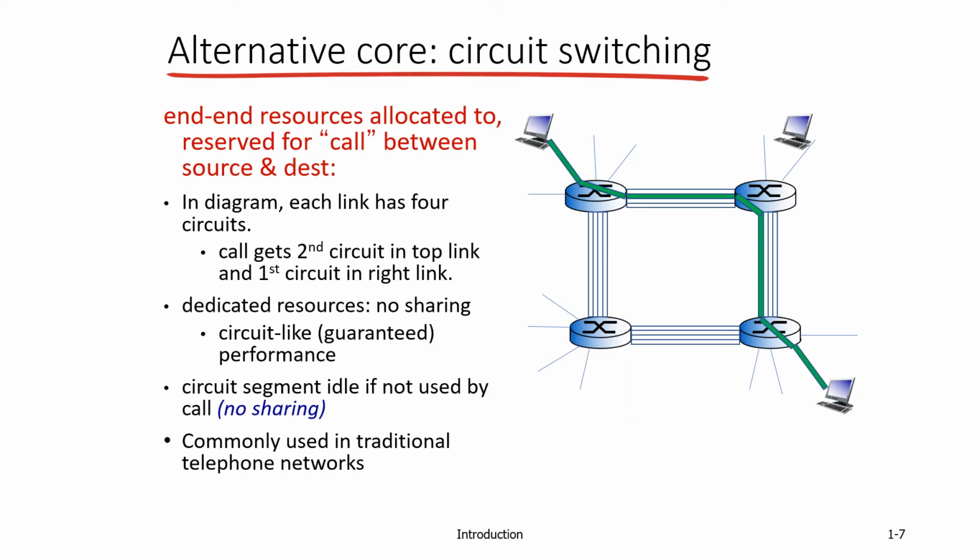An alternative technology to packet switching is called circuit switching. In circuit switching networks, the end-to-end resources or links are allocated and reserved for the duration of the call between the source and the destination. So in this particular diagram, you can see that each link has 4 different circuits, or each path has 4 different links.